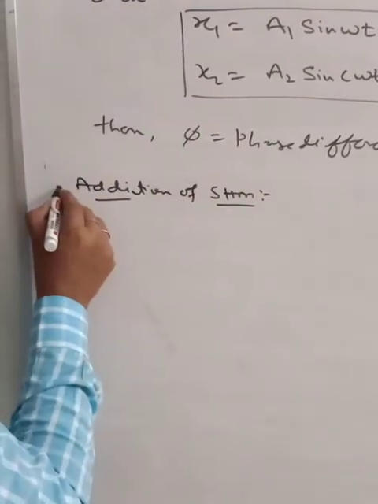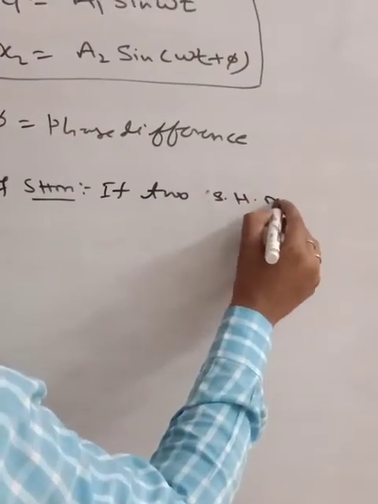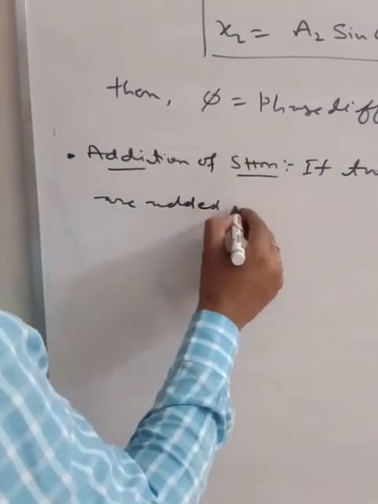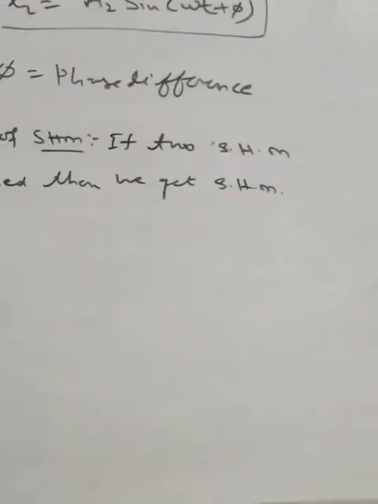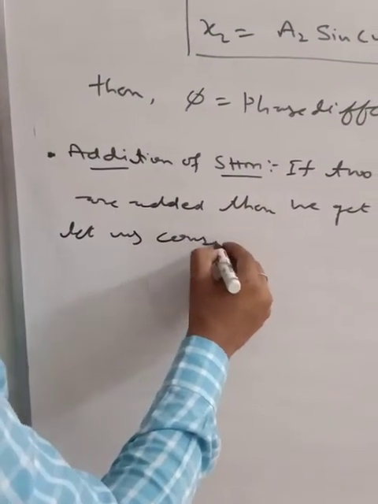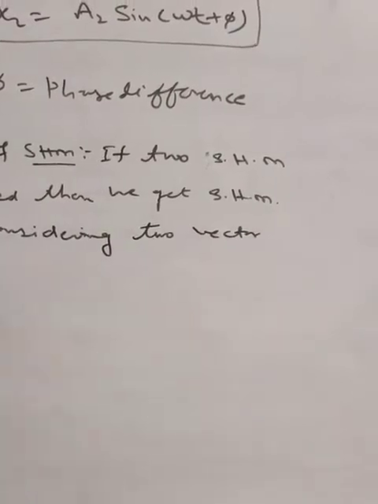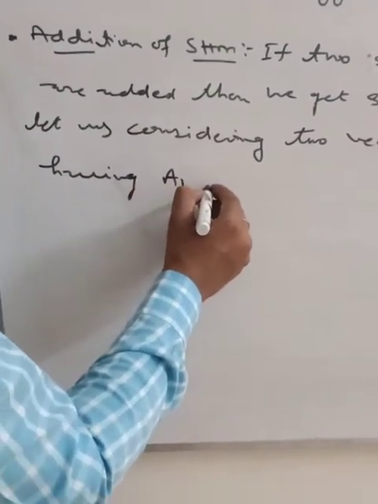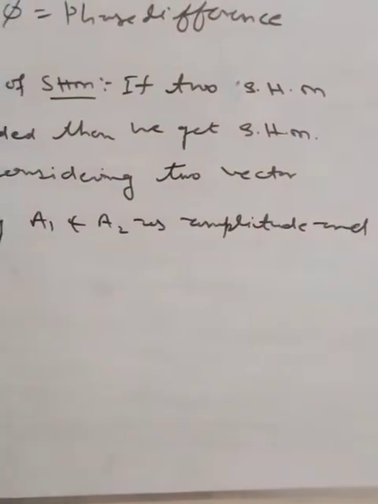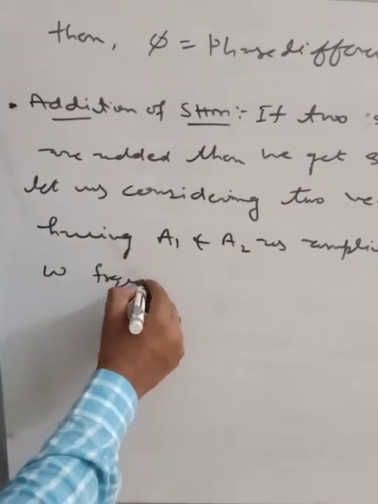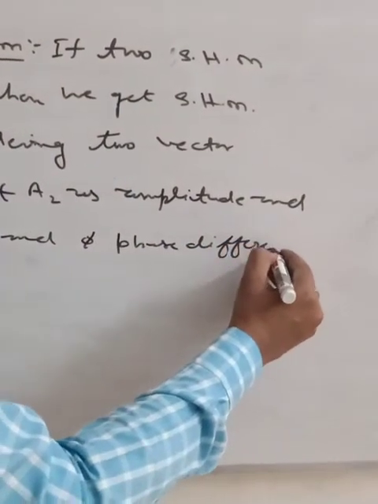Now in simple harmonic motion we also have to add, therefore the addition of simple harmonic motions. If two simple harmonic motions are added, then we get simple harmonic motion. Let us consider two vectors having a1 and a2 as amplitude, omega as frequency, and phi as the phase difference.